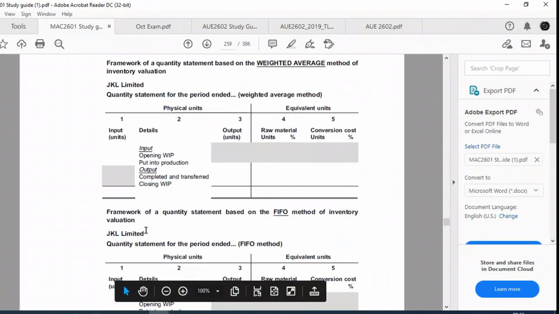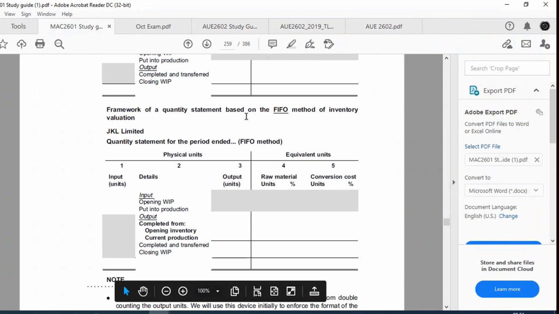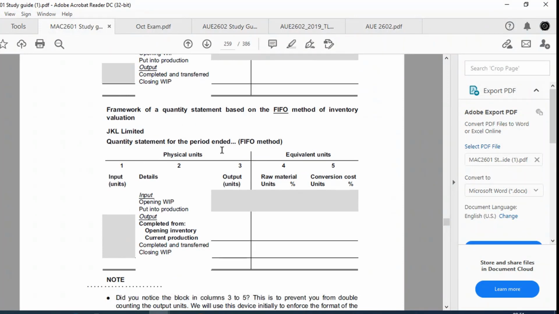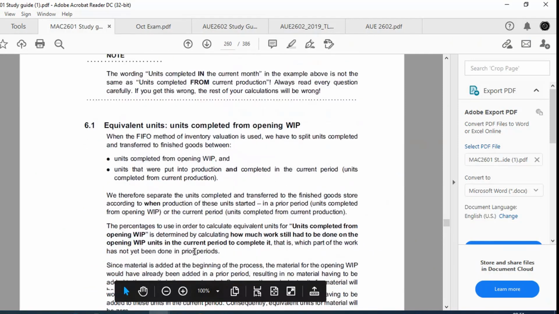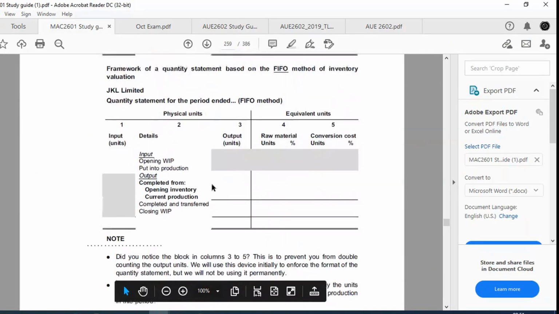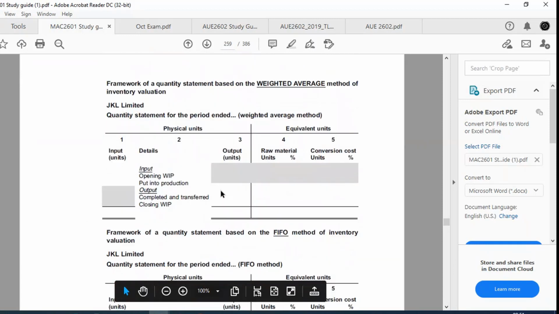Let's just look at the framework of a weighted average method and quantity framework under a first in, first out. Then we'll look at equivalent units. I hope you guys are still following.